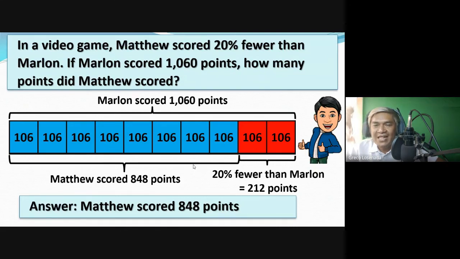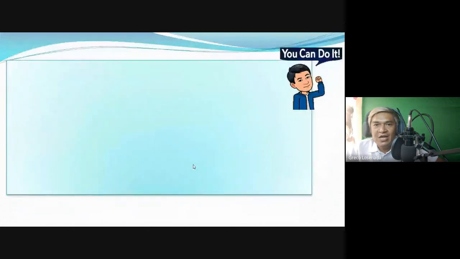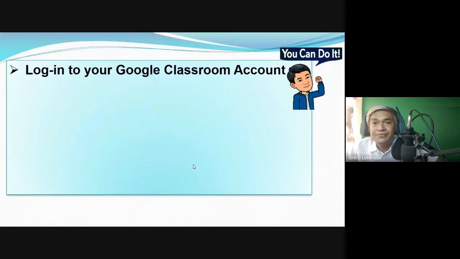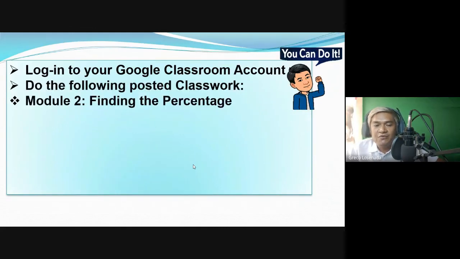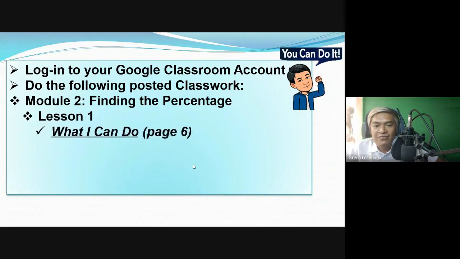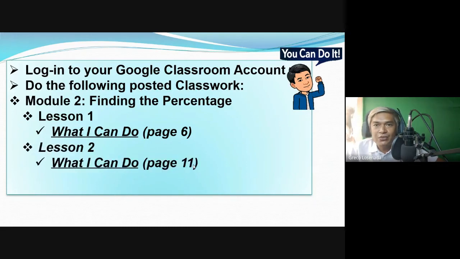Okay, that is now the end of our lesson. You may now proceed to your Google Classroom. Then, you have to do the following posted classwork. For Module 2, finding the percentage, Lesson 1, you have to answer What I Can Do, page 6. For Lesson 2, we are going to answer also What I Can Do, page 11. But here, you are going to use the block model method to be able to solve the word problem in What I Can Do. Then, answer the assessment on page 12.